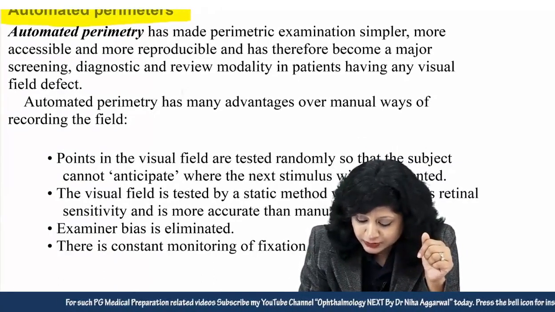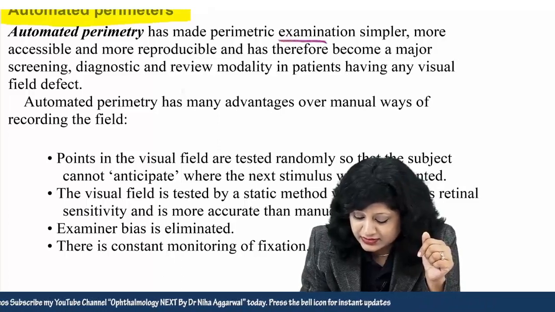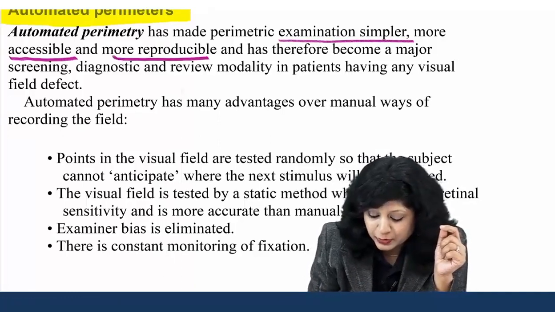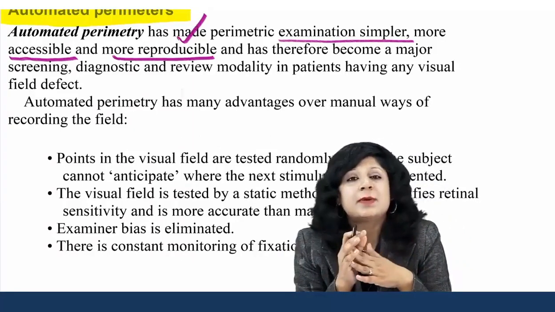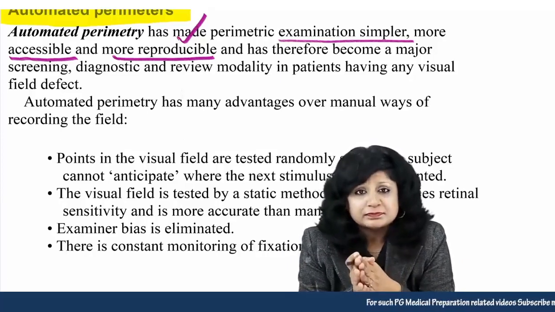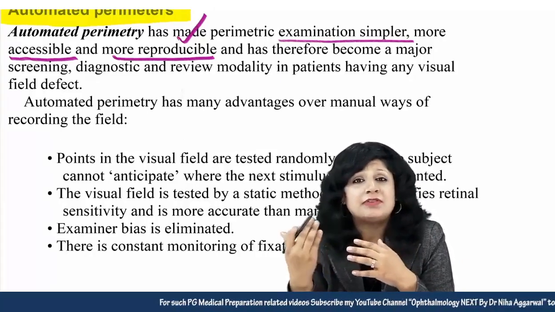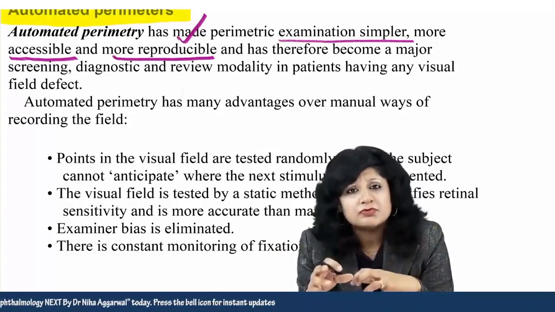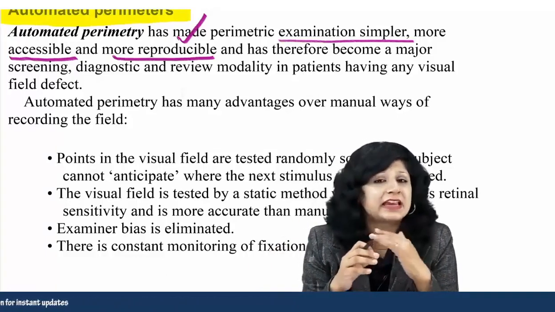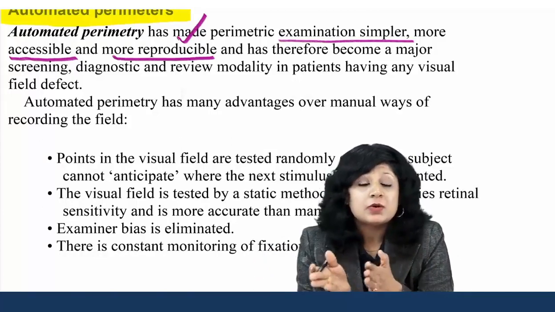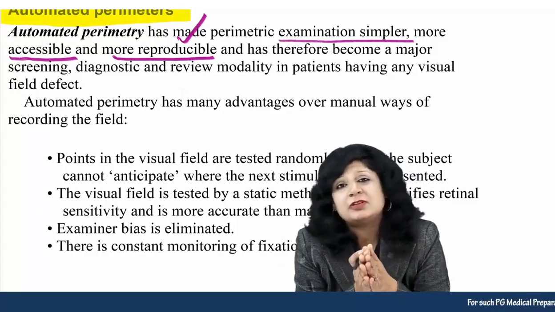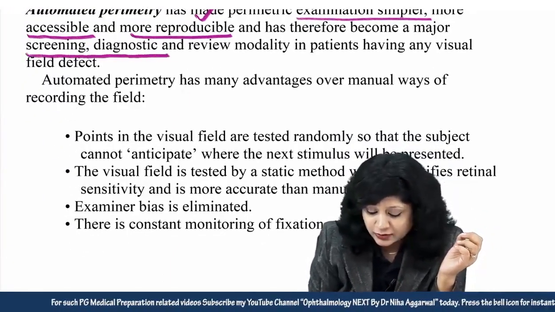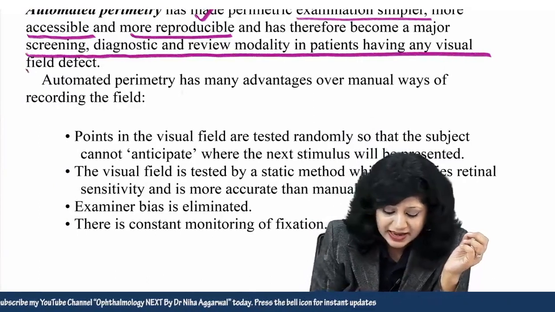Okay, so what we are doing here is making this examination more accessible as well as more reproducible. Now this I think is the most important aspect, because it has to be reproducible. Every time the patient comes, the attending technician, optometrist, ophthalmologist or resident may not be the same. So quite reproducible results are very much required from the perimetry, and it therefore has a major screening, diagnostic and review modality in the patients having any visual field defect.